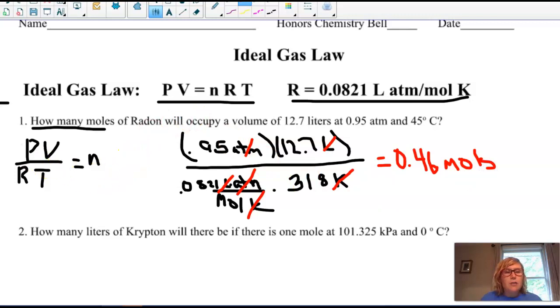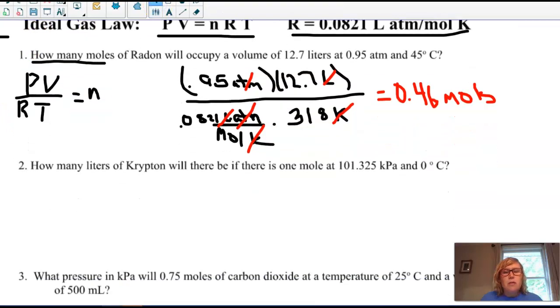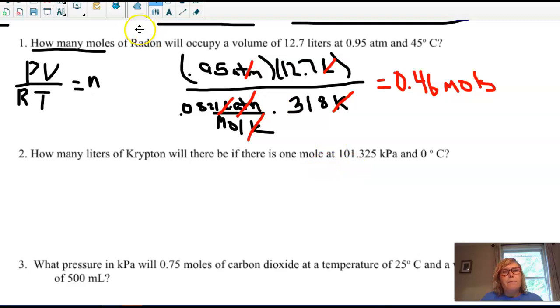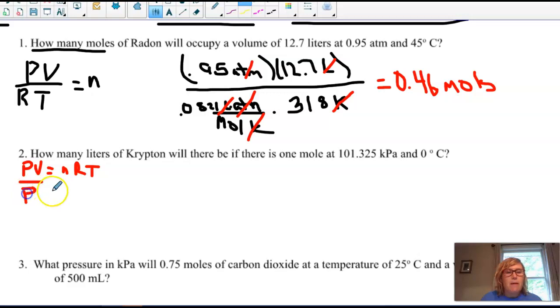So what I want to do is I'll do one more example with you. I want to do this one because if you notice, the pressure is in kPa. So I am solving for liters. So PV is equal to nRT. L is liters, so that would be your volume. So how do I get V by itself? I'm going to divide both sides by P. Okay, so volume is equal to nRT over P.